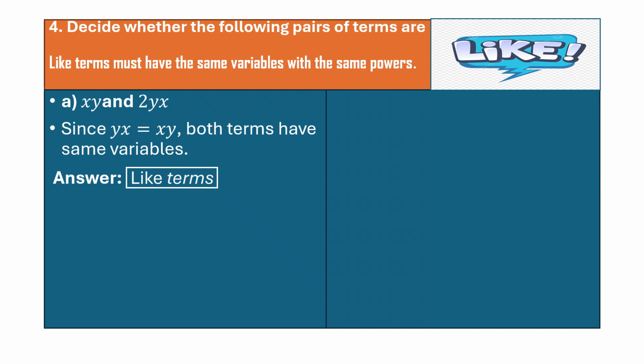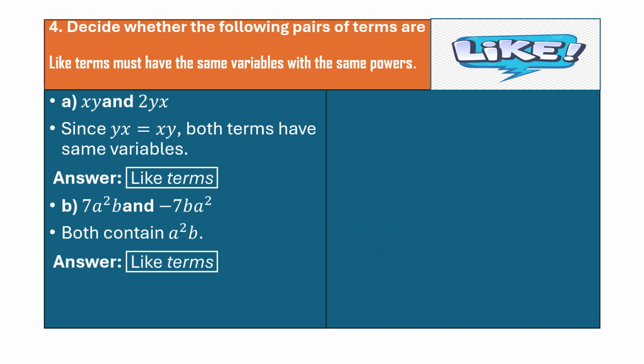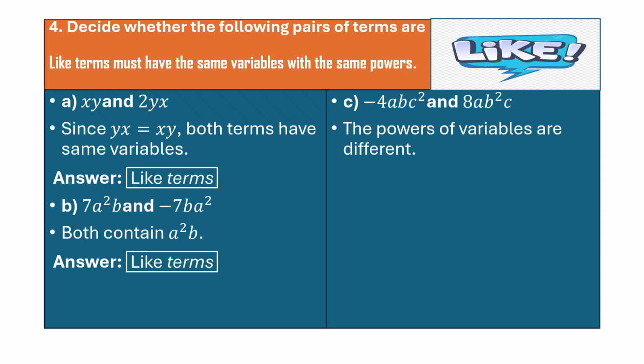So the answer is like terms. Let's see, 7a square b and -7b square. So both contain what? a square b. So the answer will be like terms. Look at this, -4ab square, abc square and 8ab square c. The powers of variables are different. So is it like or unlike? No, they are not like terms. I hope these steps are clear to you.